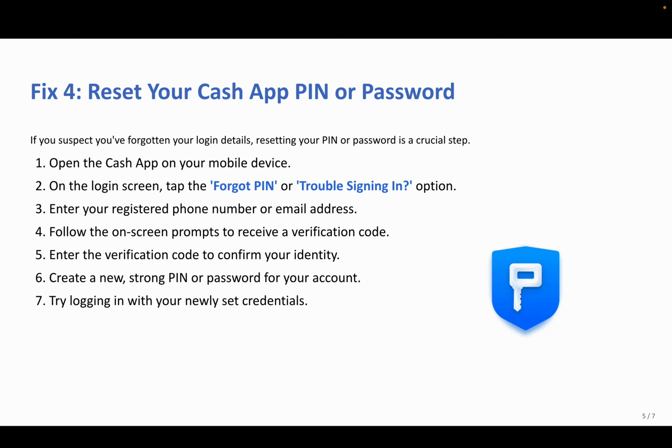Then reset your Cash App PIN or password. Open the Cash App on your device. On the login screen, tap the option of Forgot PIN or Troubleshooting Sign In. Enter your registered phone number or email address, then follow the on-screen prompts to receive the verification code. Enter the verification code and create a new strong PIN or password for your account, then try to log in with your newly set credentials.